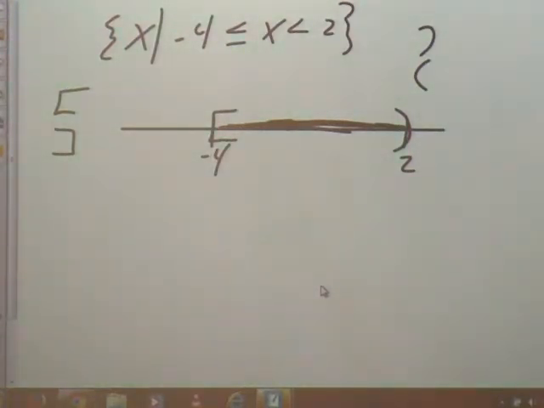Now all I got to do, and this is why I like doing the graph first, all I got to do to get that into interval notation is basically just rewrite it without the number line. So my interval notation would say, well, you got a bracket, you got a -4, then you go to 2 with a parentheses. So there's your interval notation. Not much to that.